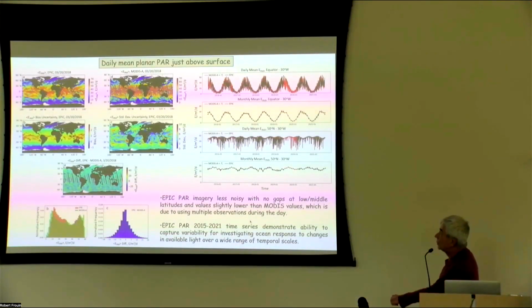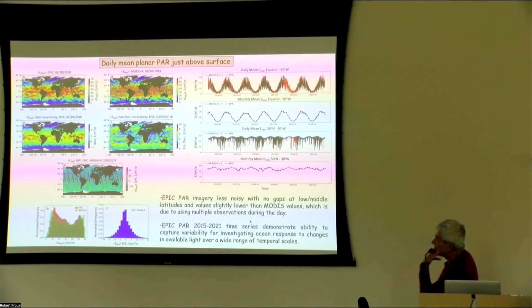So these are examples of daily mean planar power of photosynthetically available radiation just above the surface. You have on the left the EPIC value, global, for a certain date, with at the bottom the bias uncertainty and the standard deviation uncertainty. And on the top right, you have the corresponding MODIS value for that day.